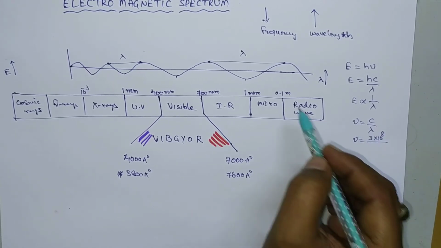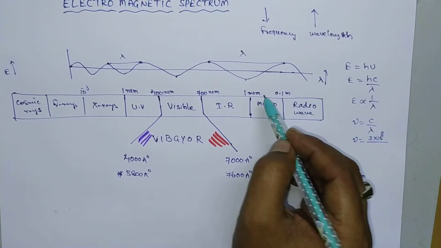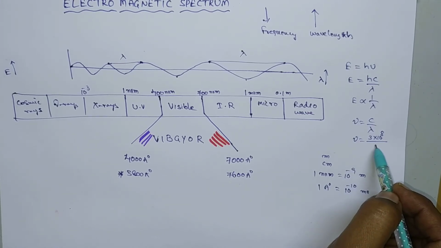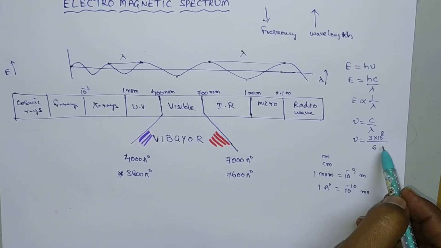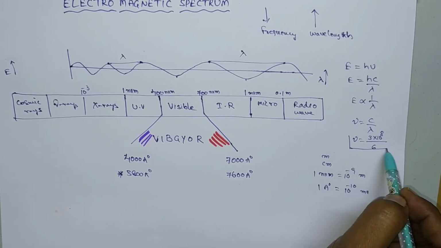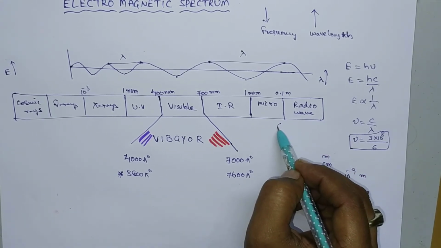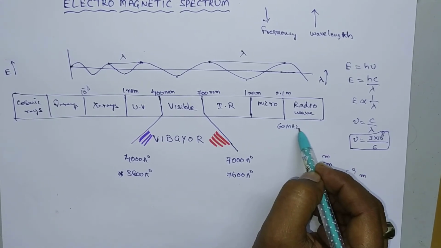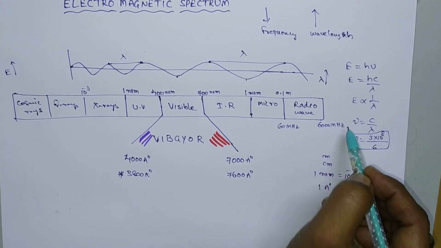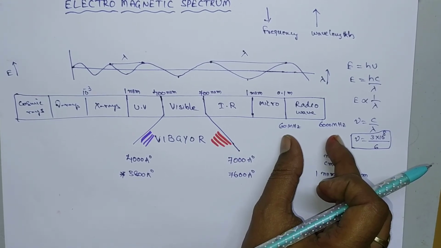Here lambda may be anything greater than 0.1 meters. For example, if you take 6 meters, it will convert into frequency. This frequency is used for radio signals. Nearly, we can use 60 megahertz to 6000 megahertz. So the radio frequency lies in the range of 60 megahertz to 6000 megahertz.